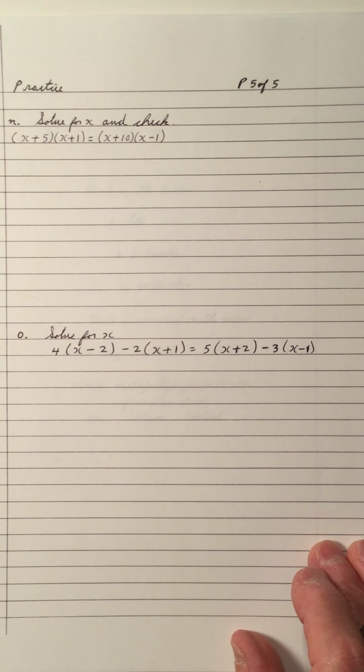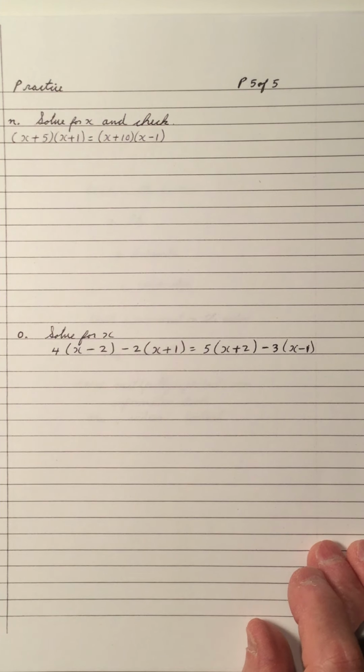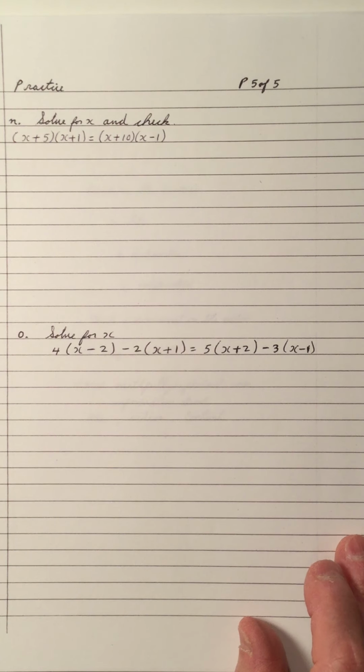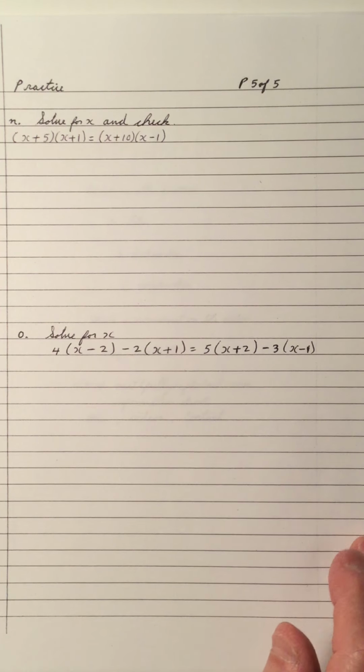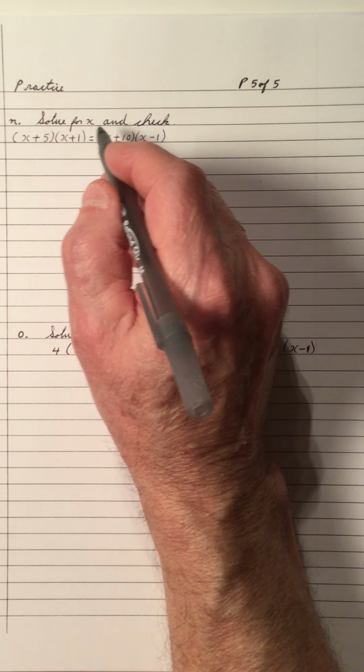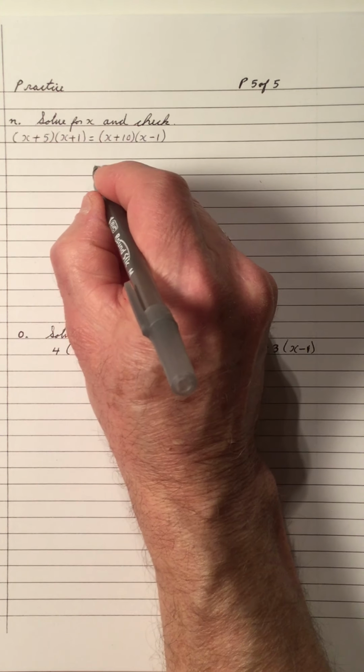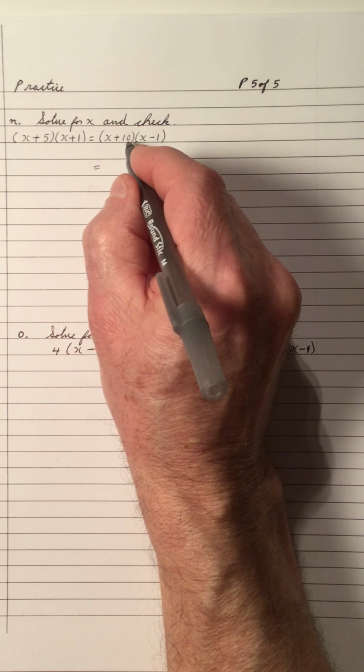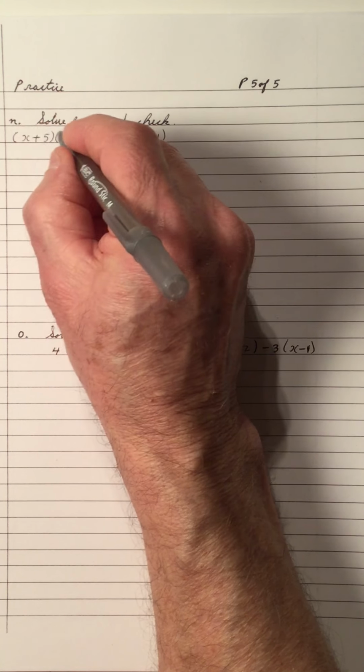Sometimes you've got to do more parts to a problem than normal. When I do math, I try to make math interesting and make you think. Use what you know, and solve for x and check. So I've got a left side and a right side here, so I'm going to solve. I'm going to use FOIL here.